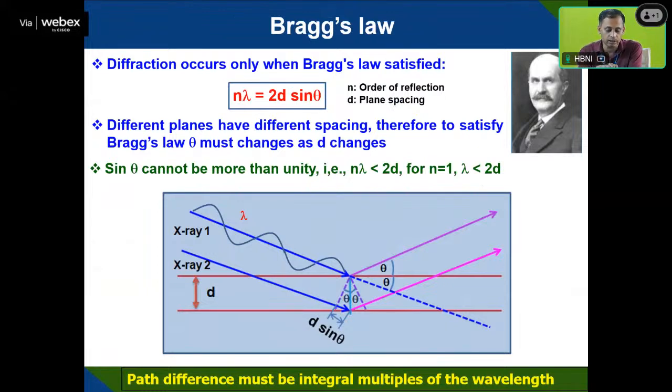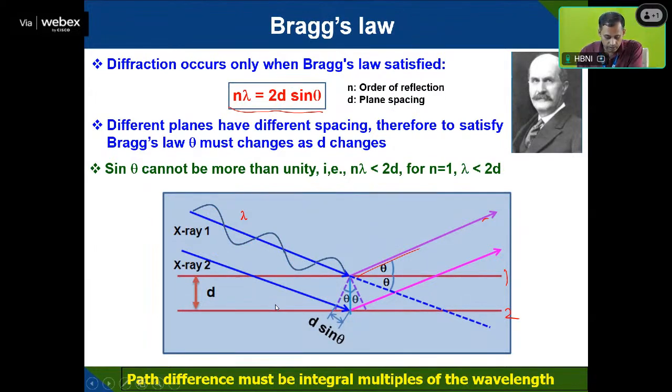If Bragg's law is satisfied, you will see the diffraction pattern. Bragg's law is n lambda equal to 2d sine theta, where n is the order of reflection and d is the d spacing between the planes. You can see here these red lines are planes, plane 1 and 2, and two X-ray beams are falling. Beam 1 comes onto one plane and is diffracted back, and similarly beam 2 comes here and is diffracted.